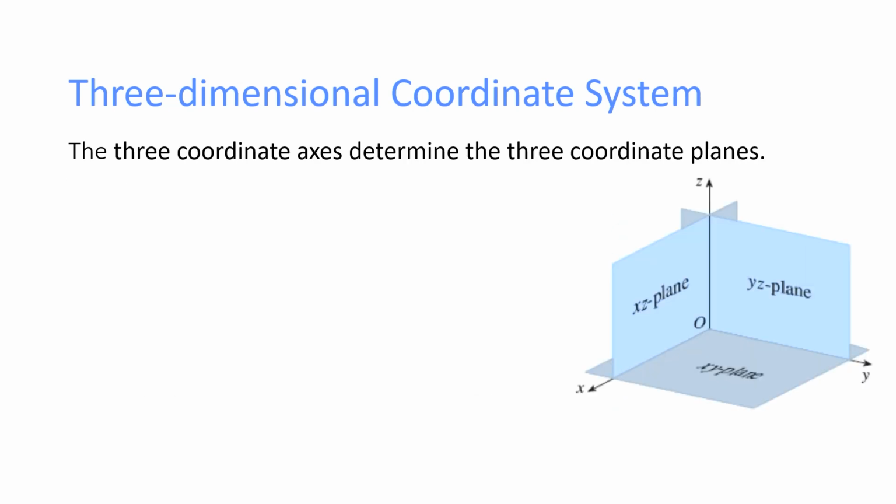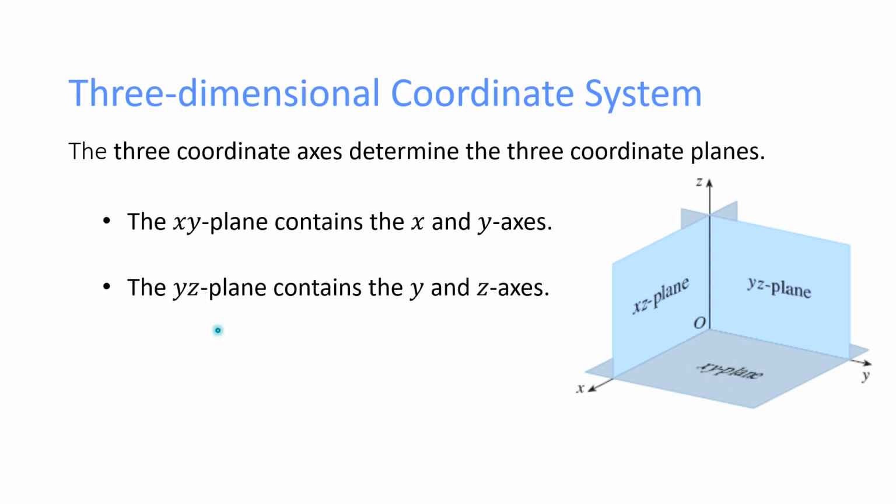The three coordinate axes determine the three coordinate planes. The xy-plane contains the x and y axes, and where the mouse is right now is the xy-plane. The yz-plane contains the y and z axes. And finally, the xz-plane contains the x and z axes, and this is the xz-plane, where the mouse is moving right now.